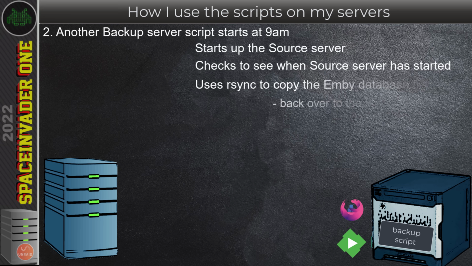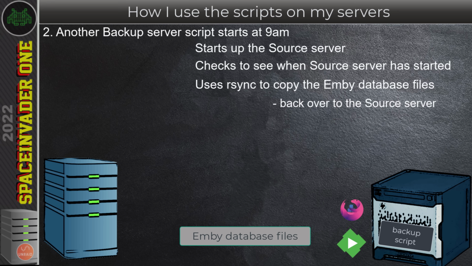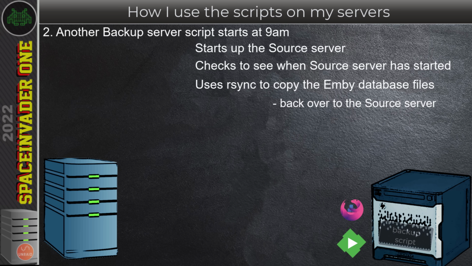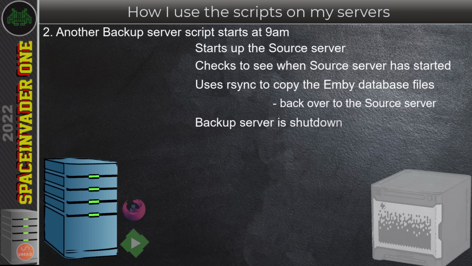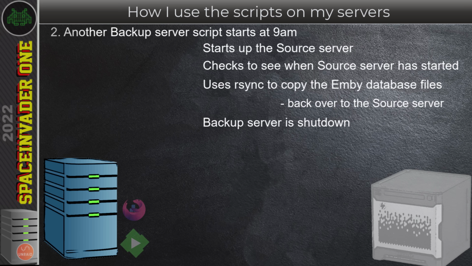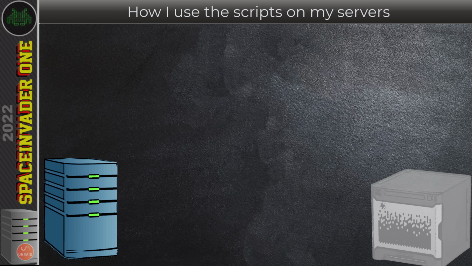What it does do is it syncs back the Emby database files to the source server, so any watch history that's happened during the night is synced back to the main server. And when that's finished, the backup server shuts itself down, and so the Emby duty is now being handled back by the source server. So that's basically how I have the script set up on my server.